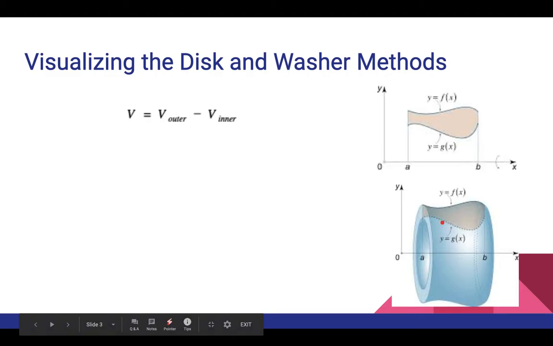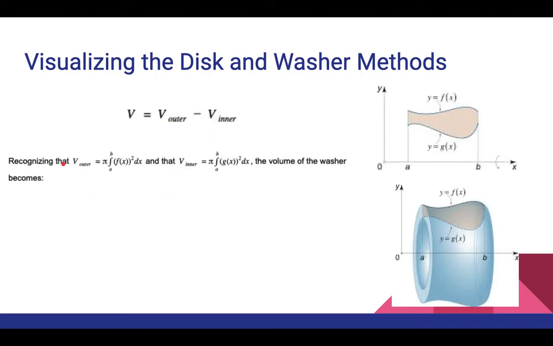So what we can take note of right here is that it's the same philosophy as taking the outer area of f of x and subtracting the inner area of g of x. It's like we're taking the outer volume of f of x when it's rotated around the x-axis, and we're subtracting the inner volume of g of x when it's rotated around the x-axis. So we have that our overall volume is equal to the outer volume minus the inner volume. Okay? So we recognize that the outer volume is equal to pi times the definite integral of f of x squared, and that the inner volume is equal to pi times the definite integral of g of x squared.